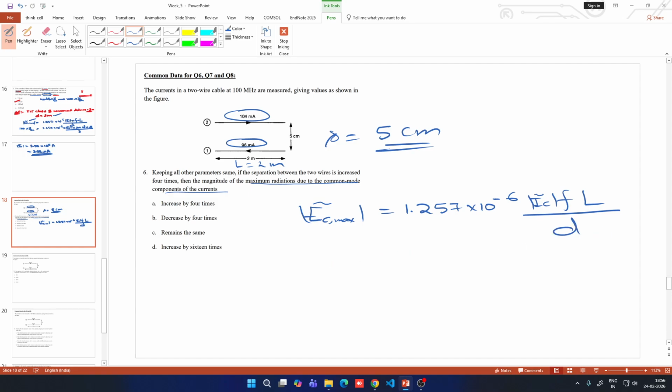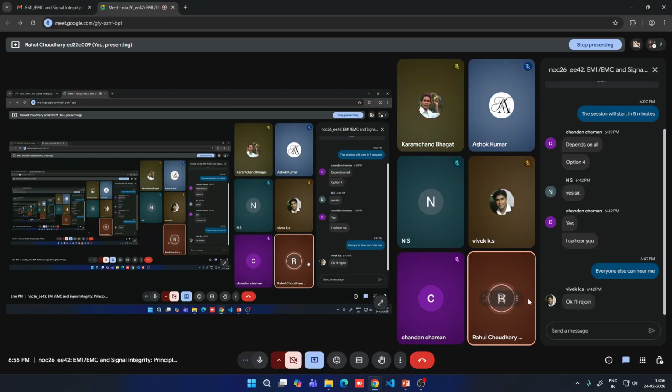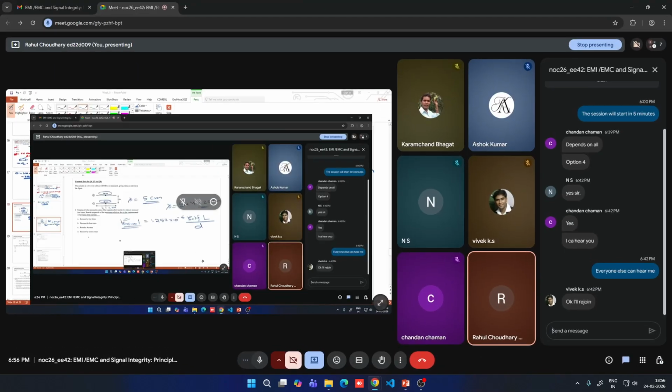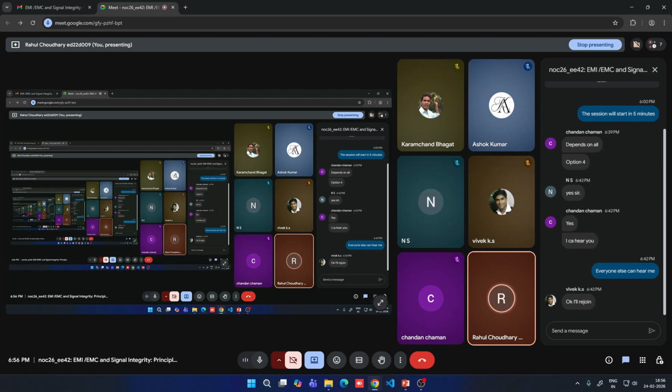Now can anybody tell me the answer here? You have the formula. If you see, there is no dependence on S, right? If you know the answer, you can just comment it. What they are asking is, what will happen to this EC max when we increase S by 4 times? What if we make it 20 centimeters? Will it increase by 4 times? Will it decrease by 4 times? Or will it remain the same? Or option D says increase by 16 times. You understand the problem, right?